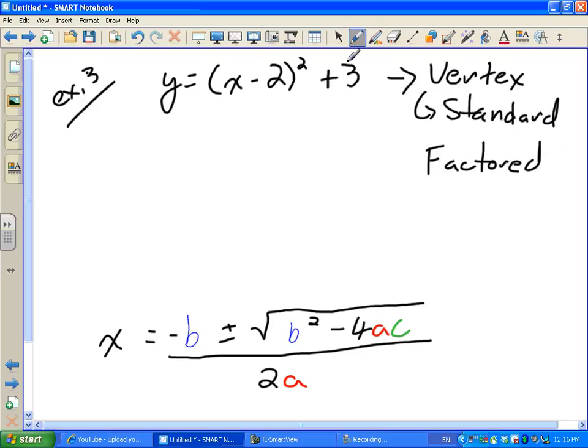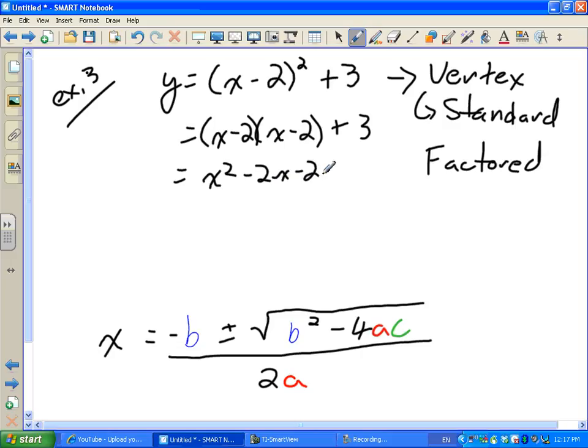Okay. So to turn this into standard form, I need to expand and simplify. So this becomes x minus 2 times x minus 2. So I need to FOIL. When I go to FOIL this, I'm going to get x squared minus 2x minus 2x plus 4 plus 3. And when I simplify, I get x squared minus 4x plus 7. So I'm now in standard form.